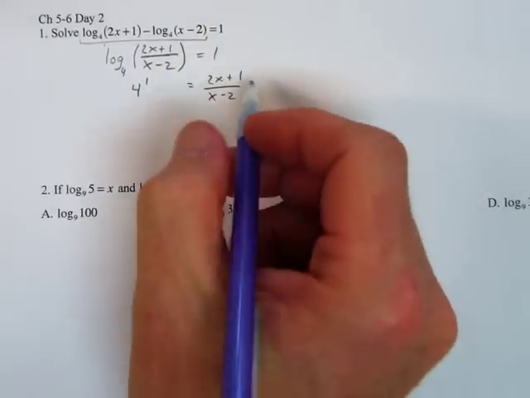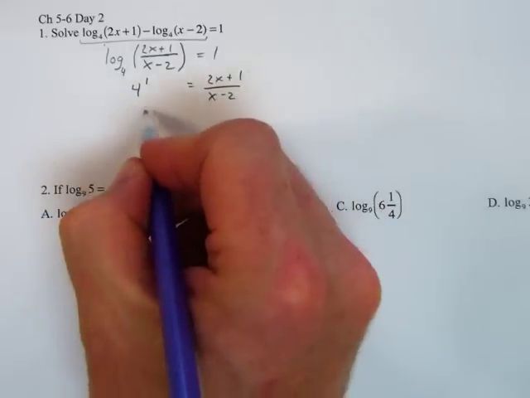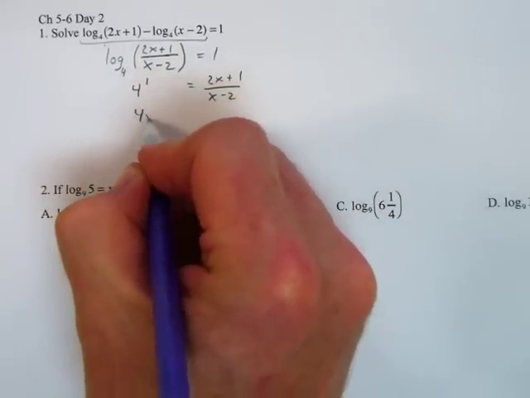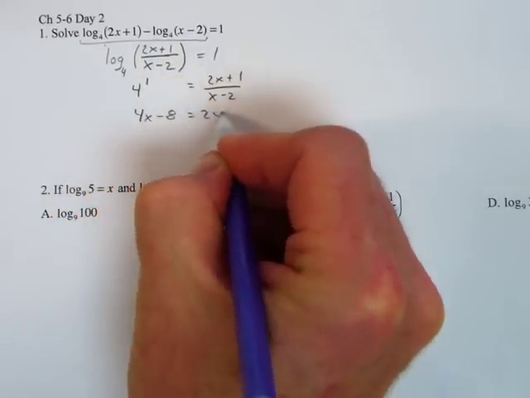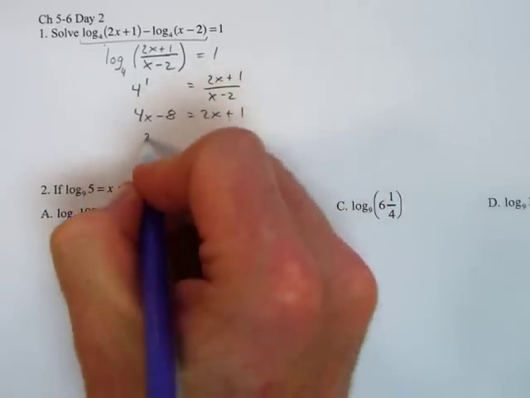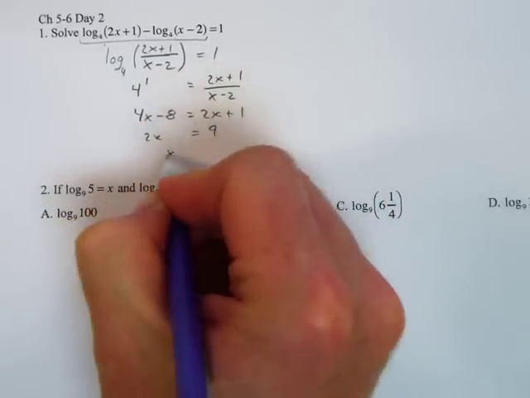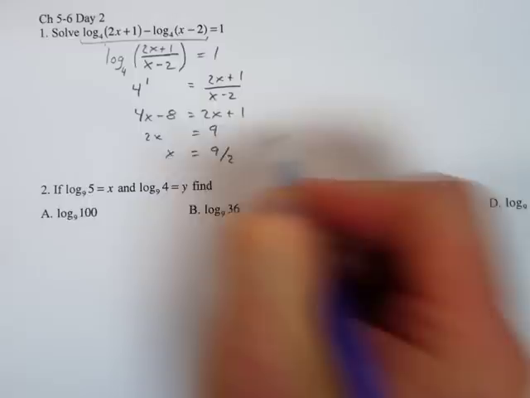At this point, it's a regular equation, so you can multiply both sides by x minus 2. So we get 4x minus 8 equals 2x plus 1. Move the x's to one side, the numbers to the other, so x is 9/2.